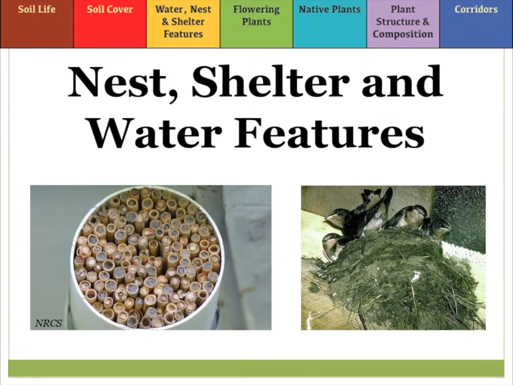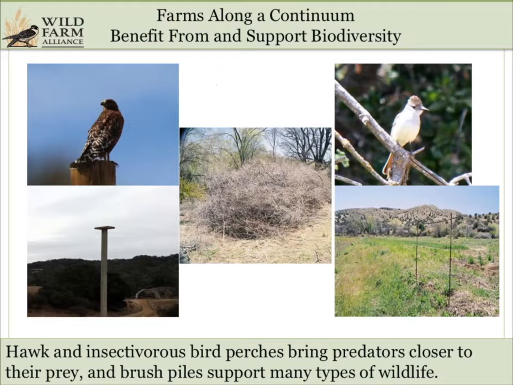Okay, moving along the continuum, now it's more than just soil in the ground or biodiversity in the ground, and on top of this soil we're starting to include more features in the landscape, like providing water and nest and shelter. This image on the left shows habitat for tunnel nesting bees. On the right, farmers can allow birds to build nests under eaves or support bats. They can also supply clean water sources for drinking and bathing.